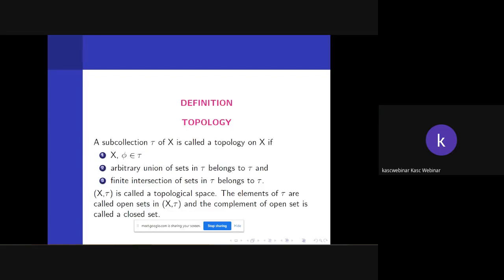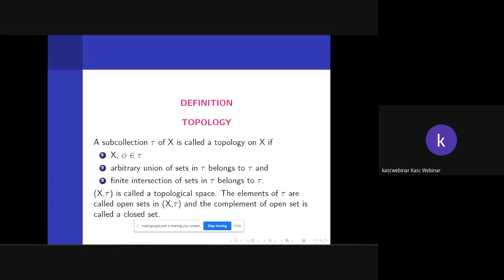So, a definition of topology. Always we see the definition of topology. It has been said that first you need a set, and that set should be non-empty. I am considering a subcollection of that set. The subcollection should satisfy three conditions. First, the whole set and the null set should be within it; an arbitrary union of its sets should also belong to it; and a finite intersection of sets should also belong to it.